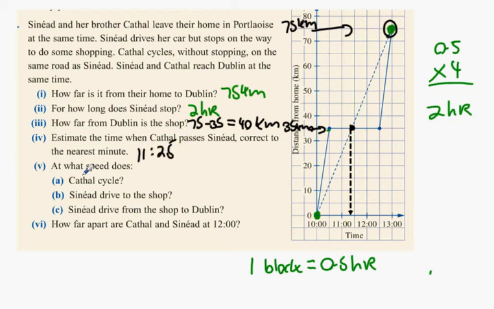Now finally, at what speed? What's the formula for speed? I didn't see it written down. Ryan, do you know the formula for speed? Speed equals distance over time. Now what is distance over time? We'll go for Cottle. How far did Cottle cycle? And how long did you take to do it?